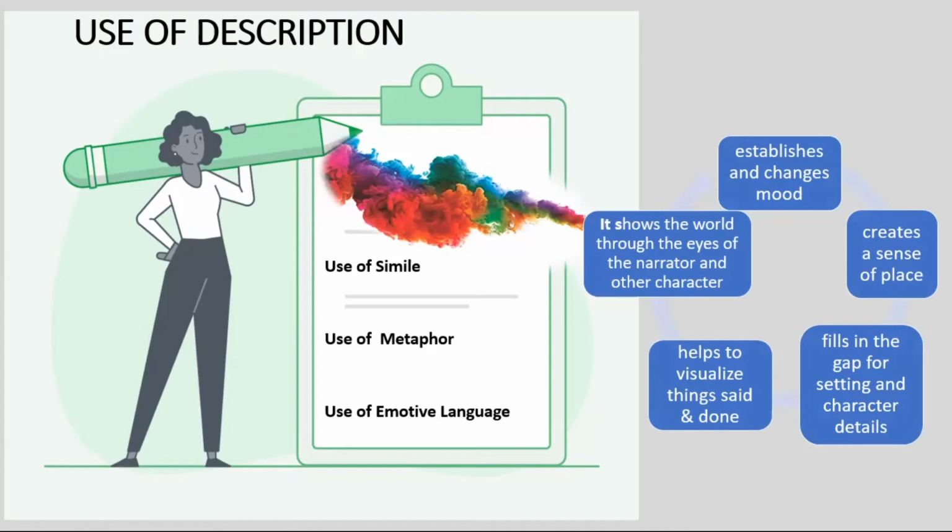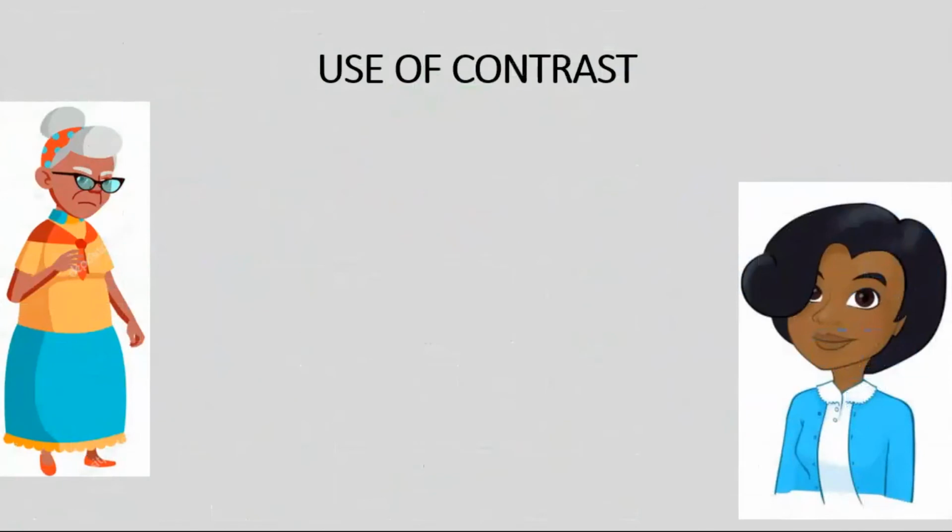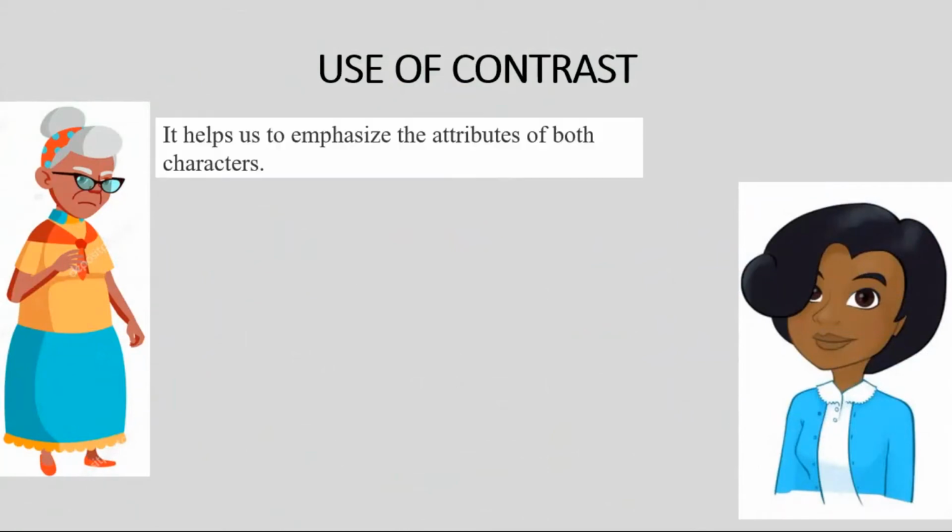Let us move on to another narrative technique: the use of contrast. When we think about contrast in literature, or contrast overall, we think about the differences or opposites, especially when the difference is very noticeable. Contrast is very important because it helps us to emphasize the attitudes of both characters being compared and can create biases. For example, we see the clear differences between Mom Luby and Miss Rushmore.